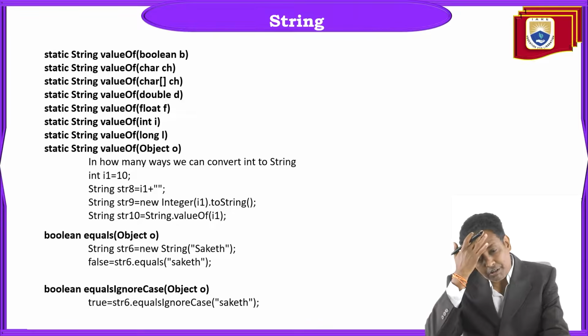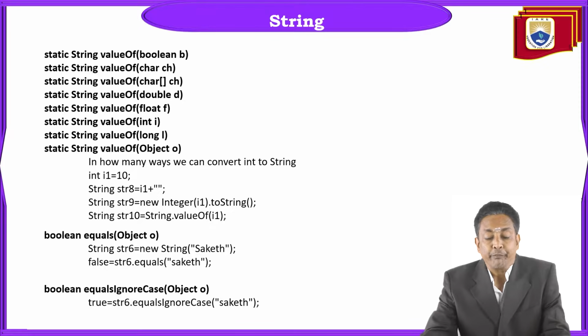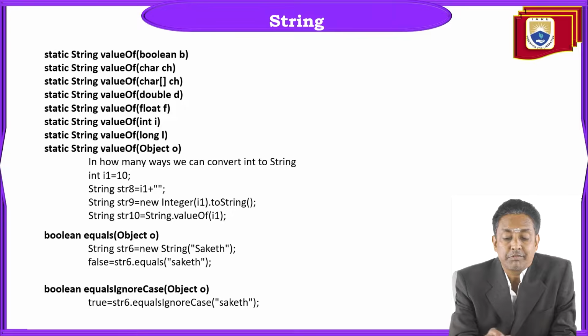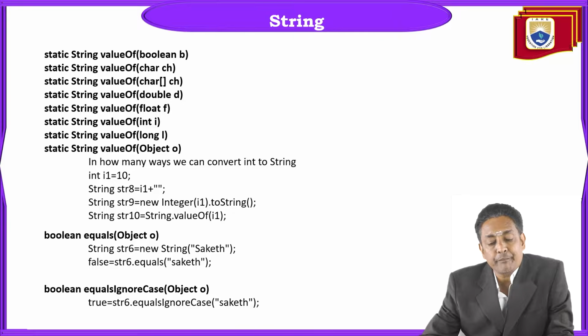Coming to the continuation of string class methods. In the String class, see how many methods are given? 1, 2, 3, 4, 5, 6, 7, 8. Eight valueOf methods are given. These are all static methods. Eight static methods named valueOf are given. The valueOf method is written 8 times. It is overloaded 8 times.